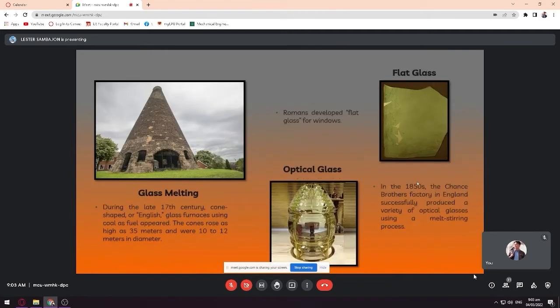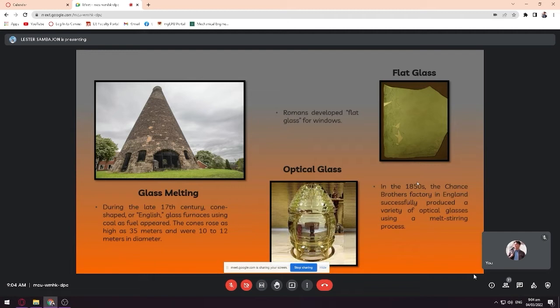Now let's go on to glass melting. During the late 17th century, cone-shaped or English glass furnaces using coal as a fuel appeared. Now the cones rose as high as 35 meters and were 10 to 12 meters in diameter. In these furnaces, covered pots for glass melting were placed on the middle level, slightly below the ground. And an underground tunnel brought in high velocity air upwards. This is made to maintain significantly higher temperatures for the creation of glass.